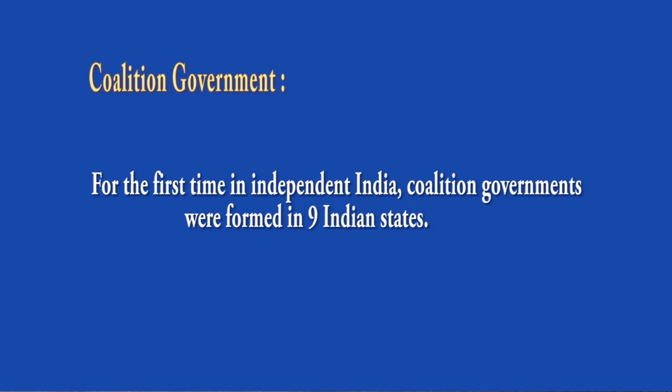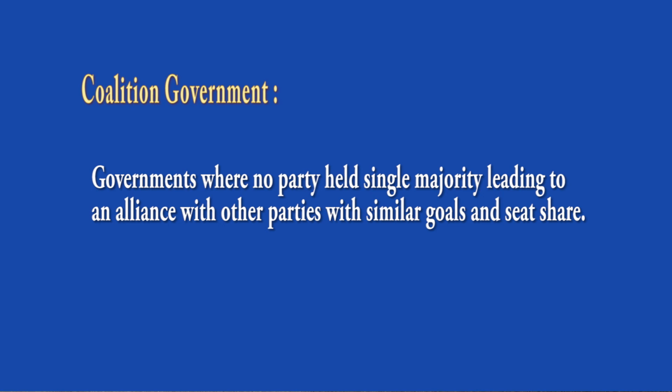The third landmark event of 1967 was the growth of coalition politics. For the first time in independent India, coalition governments were formed in not less than 9 Indian states. Now, what are coalition governments? Coalition governments are formed when no party can secure a single majority and has to take assistance from other parties to form government, be that at the state level, regional level, or at the central level. So evidently, in 1966, there was an anti-Congress and pro-region wave.